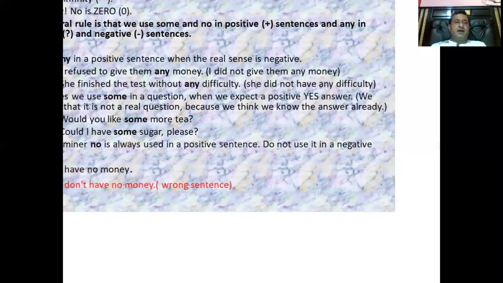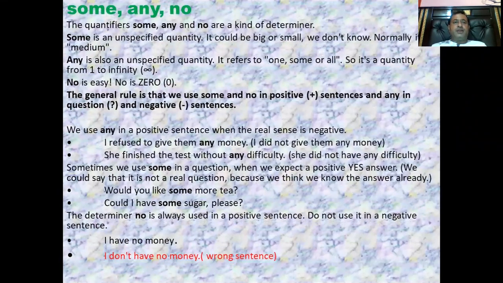Then next is some, any, and no. The quantifiers some, any, and no are also a kind of determiner. Some is an unspecified quantity. It could be big or small, we don't know. Normally it is medium. On the other hand, any is also an unspecified quantity. It refers to one, some, or all. So it is a quantity from 1 to infinity. And no, it is very easy, it is 0, meaning nothing.